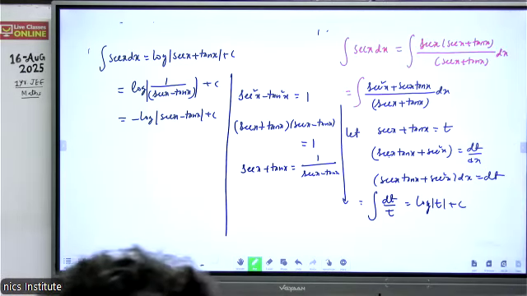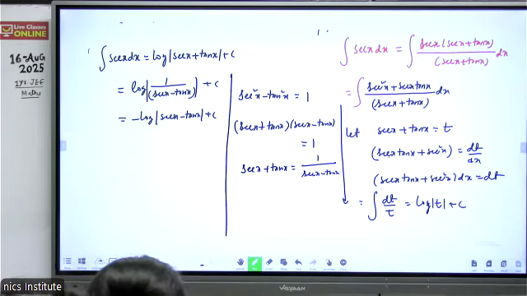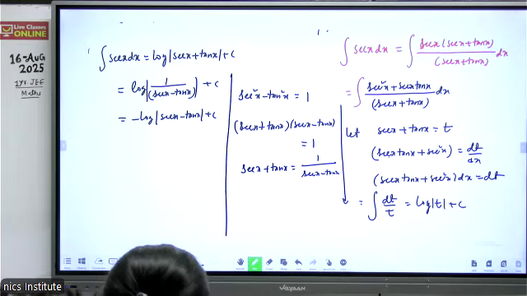क्या हुआ? We multiply by sec x plus tan x, divide by sec x plus tan x. This is the only way of solving this.